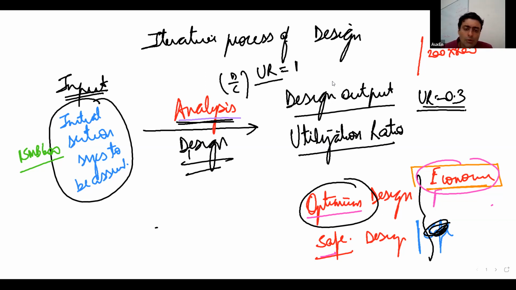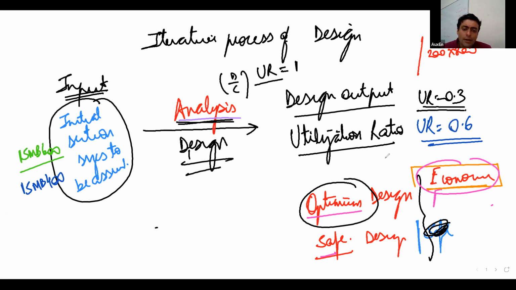All right. So what you would like to do is some design iterations. Let's say I may wish to reduce the size. So I reduce this size to ISMB 400, let's say. If on reducing the size to ISMB 400, I get some UR of 0.6, again, the same question: it is safe, but it is not optimum.